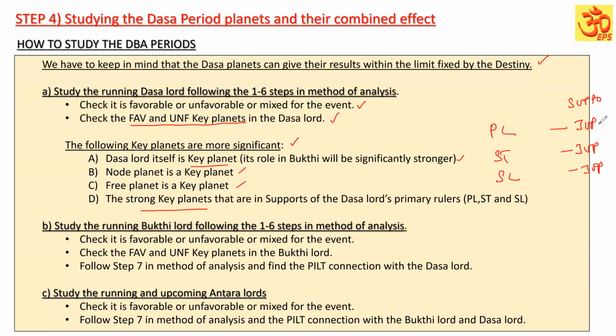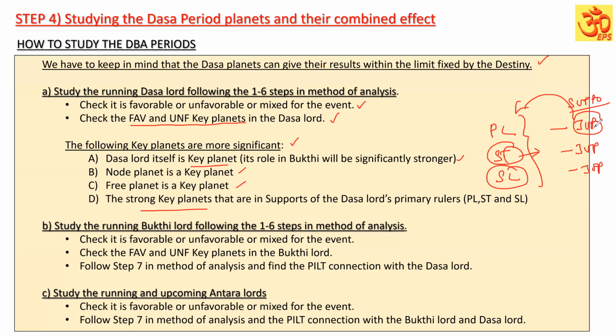So that way the rulers of the Dasa Lord, especially the primary rulers, especially star lord and sublord also, we can take. Importantly, star lord is important. So if the rulers of the Dasa Lord are under the influence or support of the strong key planets, which are the favorable key planets influencing this Dasa period, that also can be considered as the strong key planets of that particular Dasa Lord.